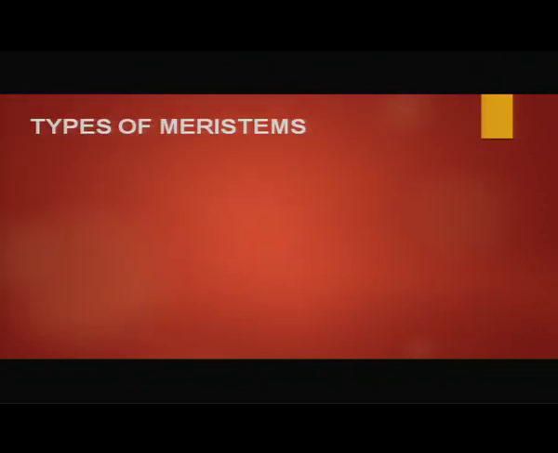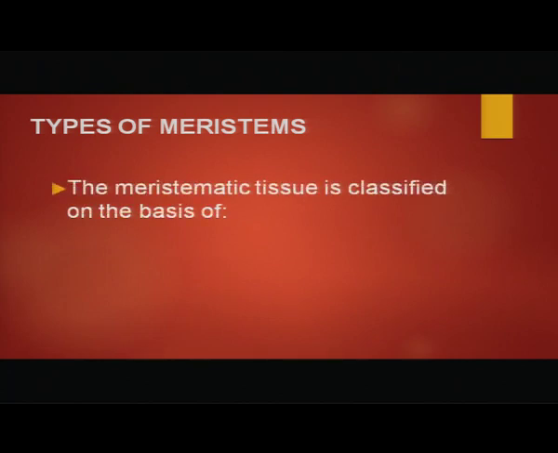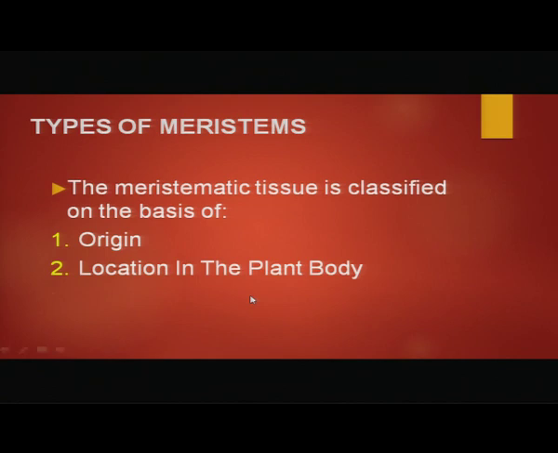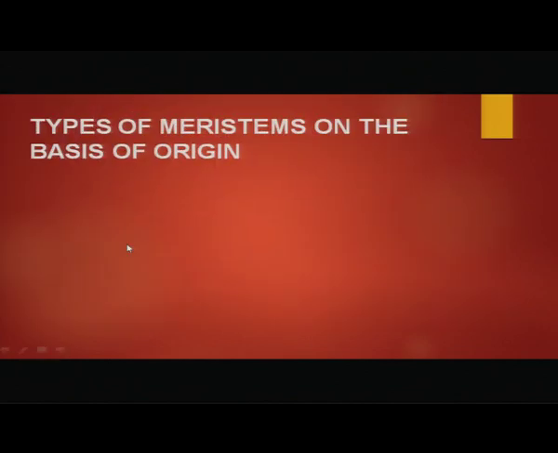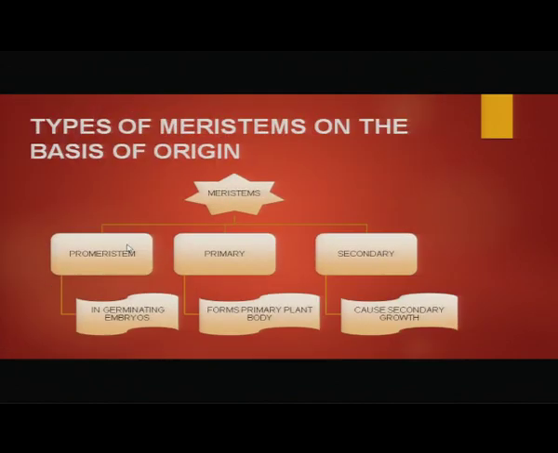Let us now study the different types of meristems that are present. Actually, the meristematic tissue is present all through the plant body at different regions. So, there are many ways in which we can group or classify the meristematic tissue. The meristematic tissue can be classified on the basis of their origin, location in the plant body and differentiation also. So, let us discuss the first type of classification, that is based on the origin.